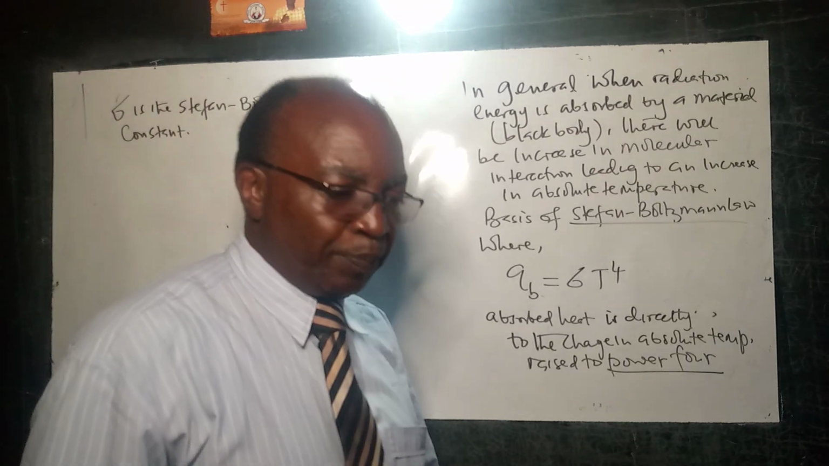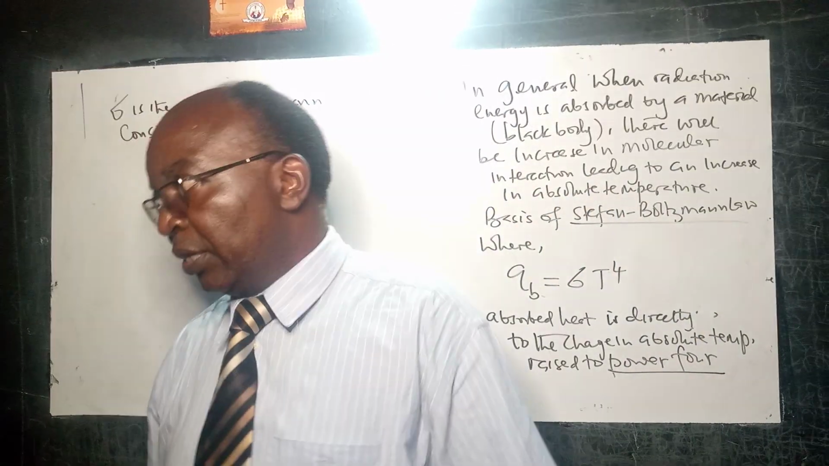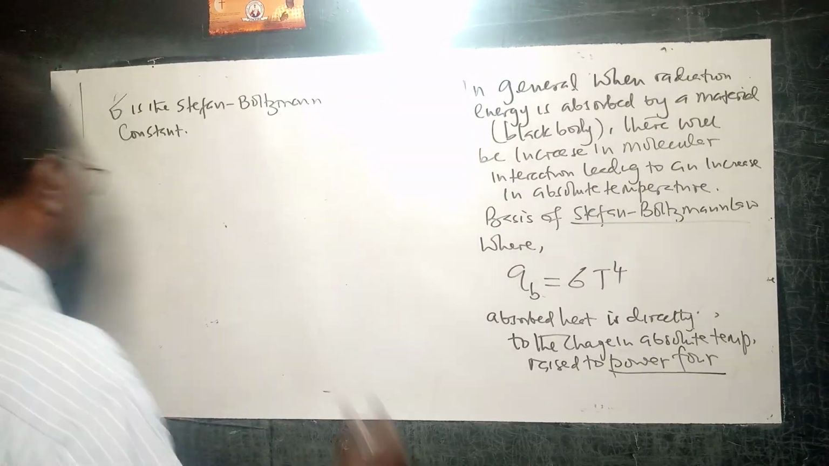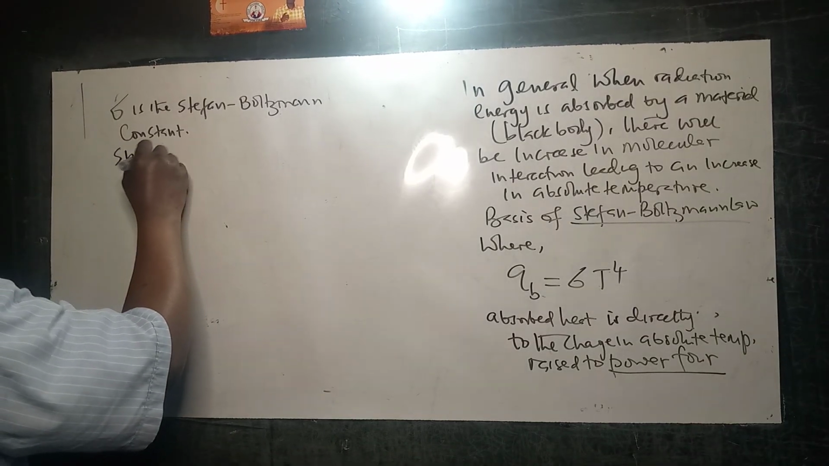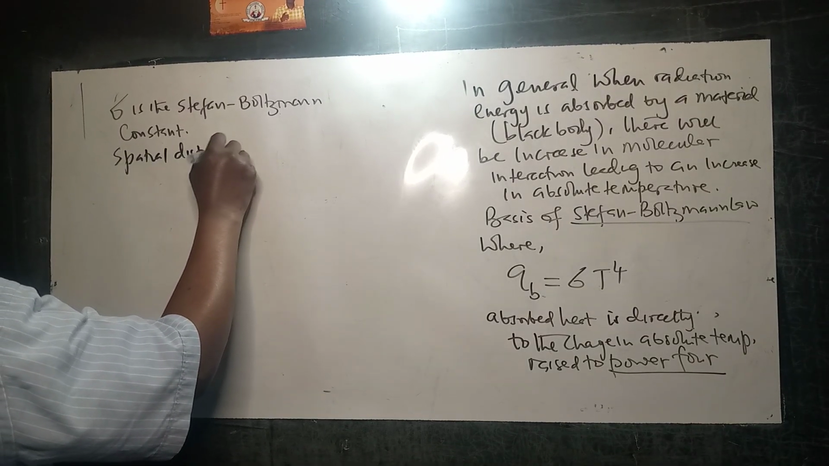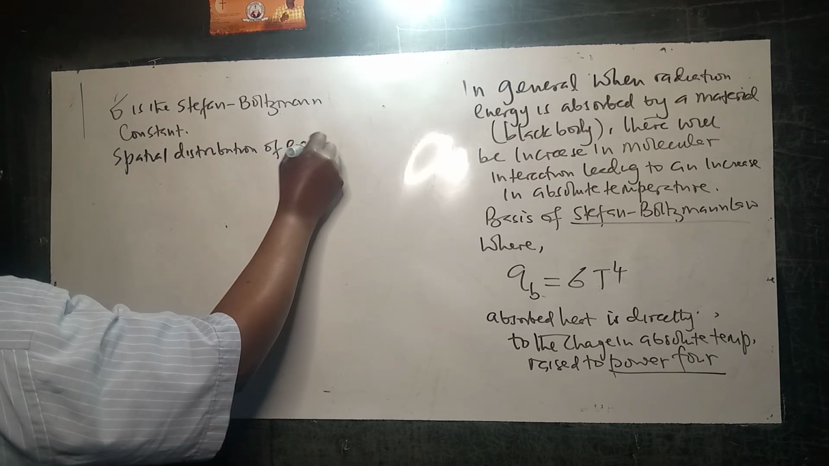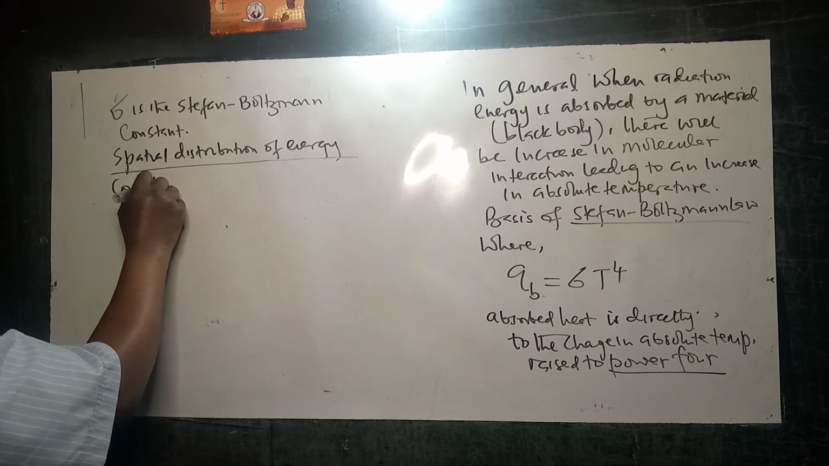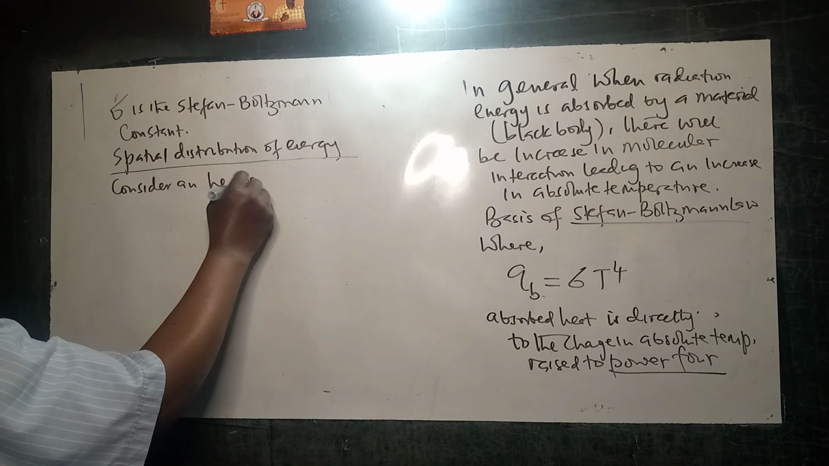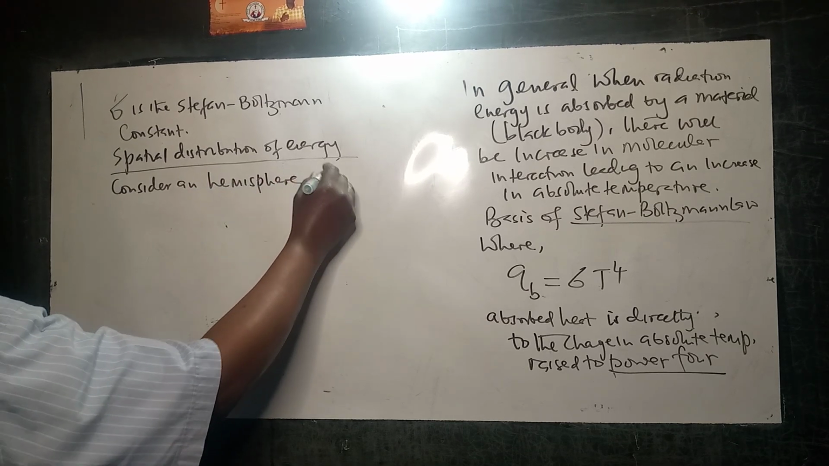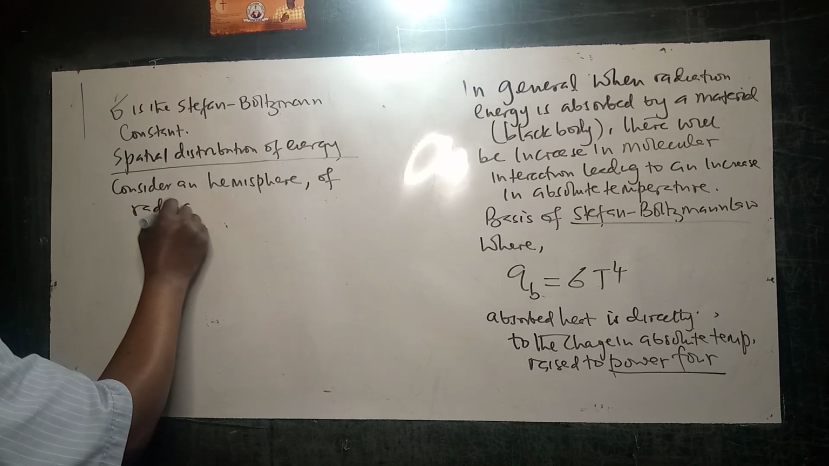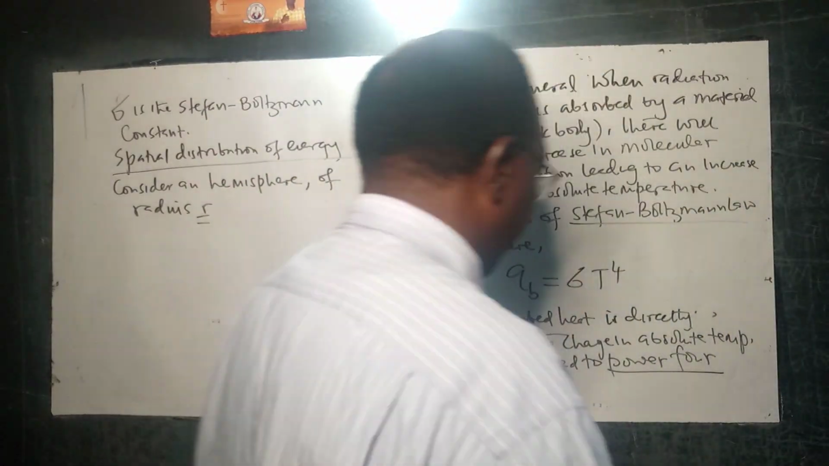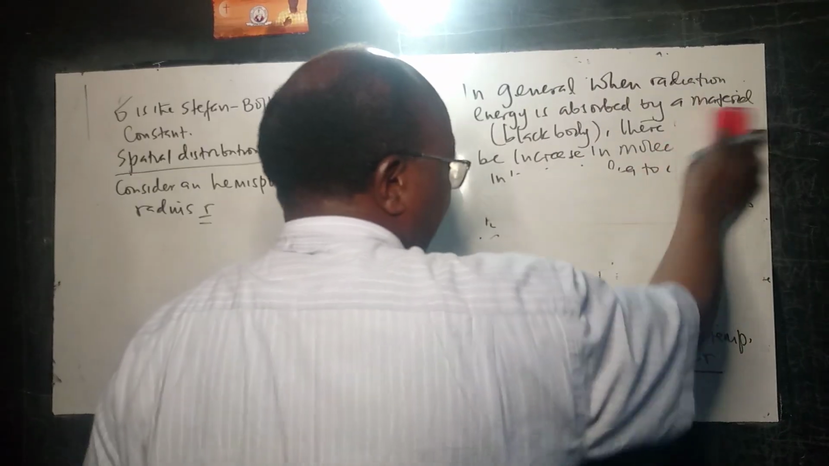So let us think about the spatial distribution of these energies. Let us take the example of a hemisphere to illustrate this process. So let's look at spatial distributions. We consider a hemisphere, and let's say the radius is r. Let's use that to illustrate these spatial distributions of the energies. So let us have a hemisphere.